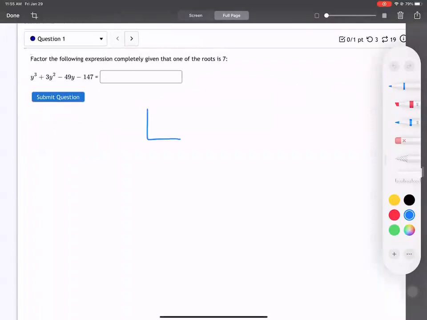We're going to set up synthetic division. I see a 1, 3, negative 49, and negative 147. We're going to use synthetic division here, and we do know that our answer is going to be 7 here. What's the factor? The factor is x minus 7. Remember, 7 minus 7 gives us that 0 we're aiming for.